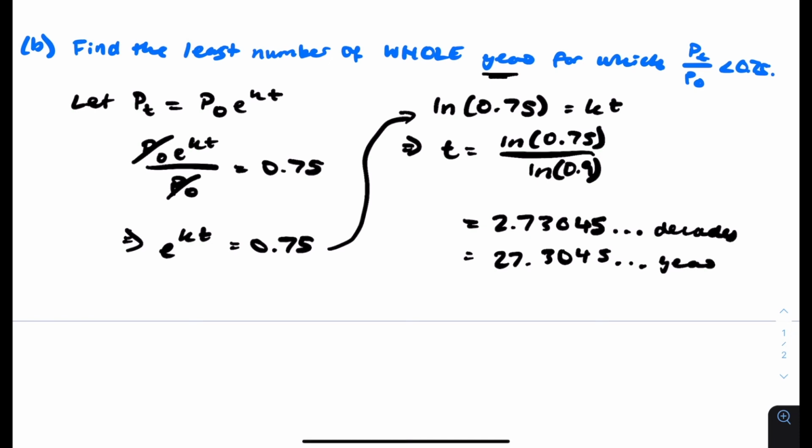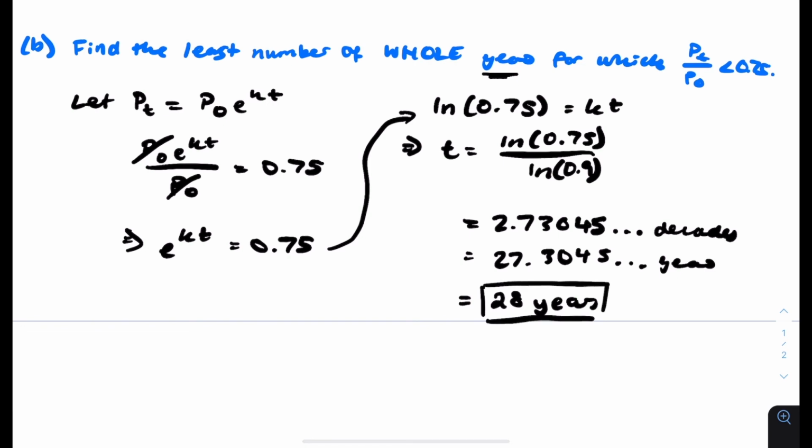And we're going to have to round up because we know that the population of the birds is decreasing. So if it's going to be less than 0.75, it has to round up. So this is equal to approximately 28 years.